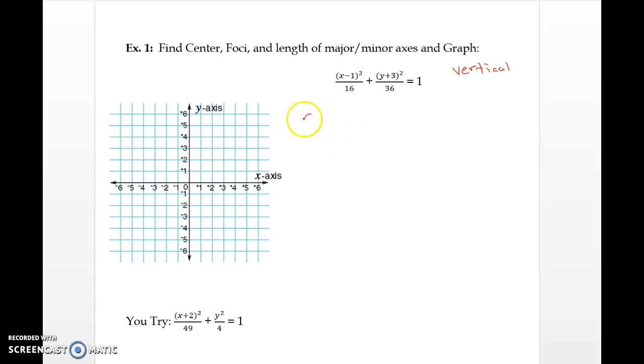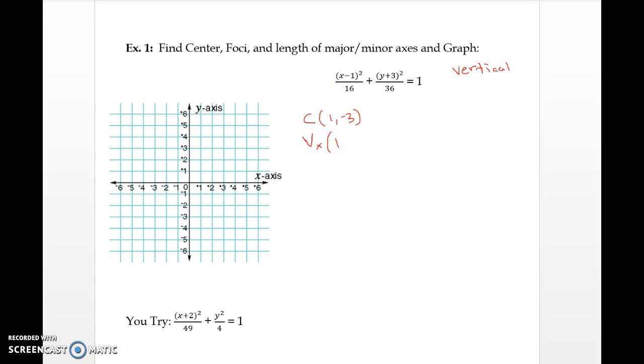And then I can find my center, which is HK, or 1, -3. We're going to do the opposite of what's in the parentheses. Instead of saying major vertices and minor vertices, I like to call them V sub X and V sub Y. So my Vx are going to be my X vertices. I'm going to be adding and subtracting to my X. I'm going to add my B to my X.